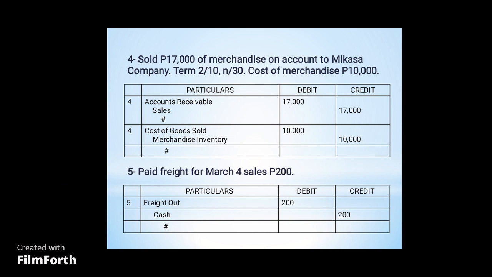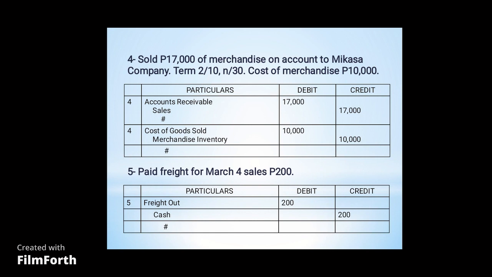So June 4, sold 17,000 of merchandise on account to Mikasa Company. So term 2/10, n/30. Cost of merchandise 10,000. So debit accounts receivable, credit sales. And the other one, debit cost of goods sold, credit merchandise inventory. So in this transaction, we made a sale. It is still the same on how you will entry in periodic, but the difference is we must also enter here the cost of goods sold.